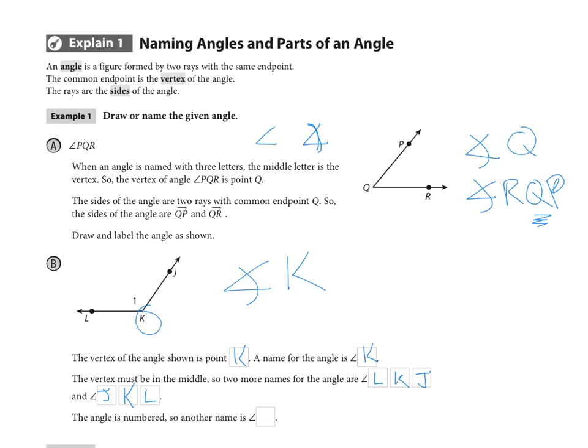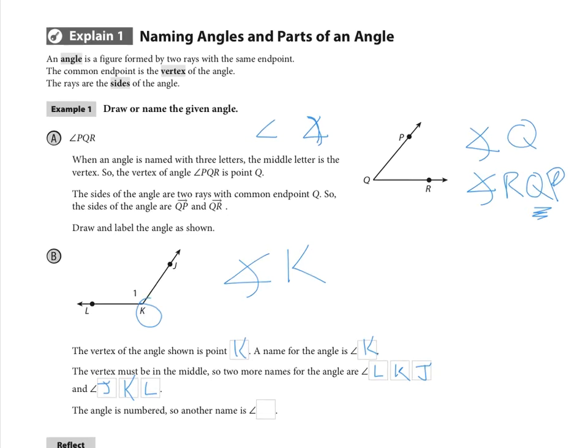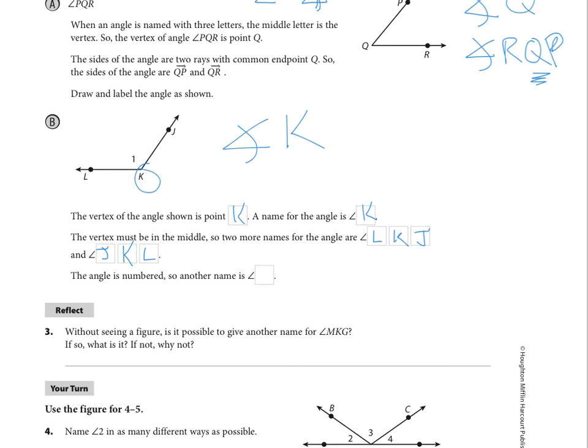In this part B diagram, our angle is also numbered, and when you see the number, you're going to see it appear inside the space of the angle itself. So that is just going to be another way to name it. We just put the angle symbol and then the number. In this case, it's 1.